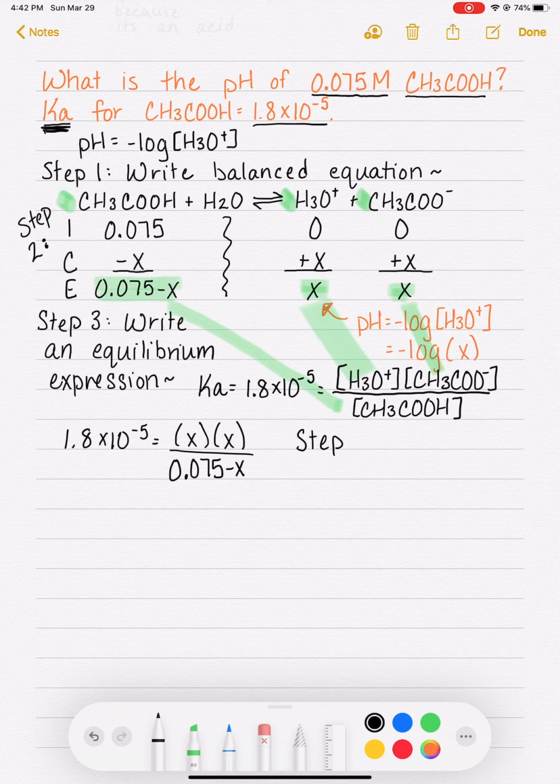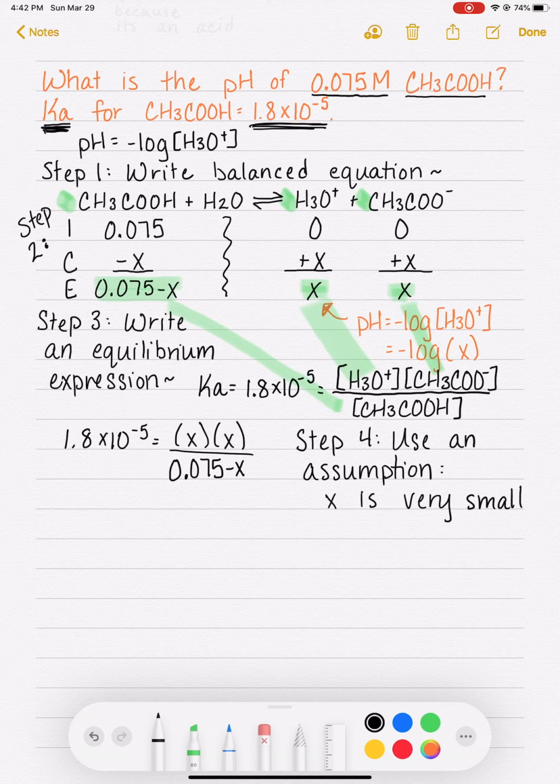So we're going to add that in as our step 4. Let's use an assumption, and the assumption that we are going to use is that X is very small. We're making this assumption in part because we're looking at the value of Ka, and Ka is a really small number. 1.8 times 10 to the minus 5 means that this reaction really doesn't like to work. It doesn't like to move forward. The amount of CH3COOH that's reacting is a really small number.